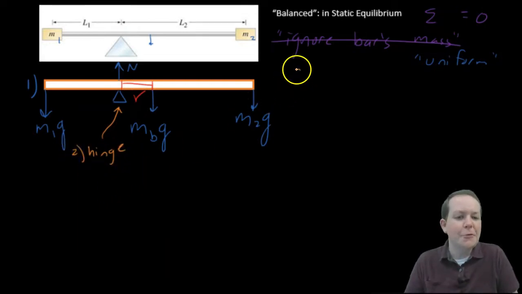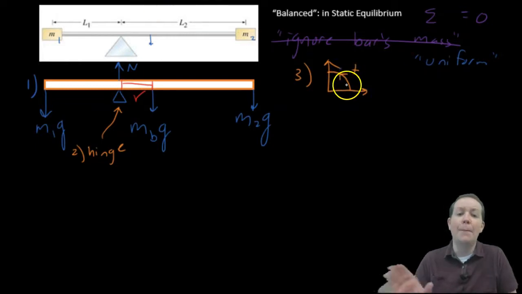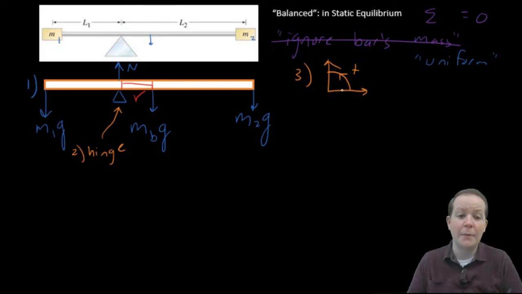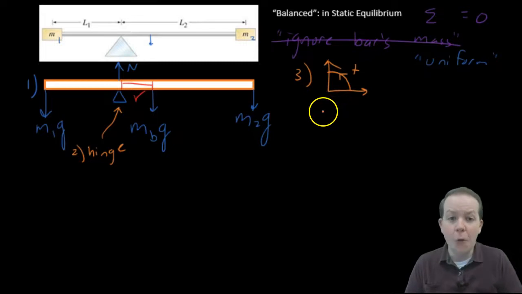Okay? What about step 3? What are going to be my positive and negative directions? I like to just follow convention. So I'm going to draw this. Any forces that are up or to the right are positive, and any torques that are going counterclockwise, I'm going to call those positive as well. There's step 3. Okay? Step number 4.